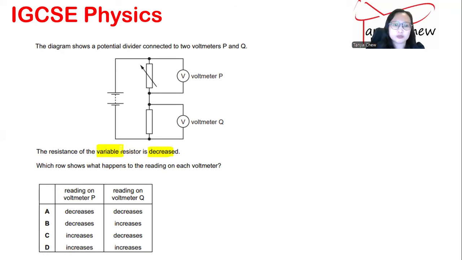And which row shows what happens to the reading on each voltmeter. Now, since they asked about the voltmeter, if you want an easy way to solve this, I just put this as V input. And V input is actually equal to, remember the concept of series circuit? The concept of series circuit says that the total voltage is equal to the sum of individual voltages. So V input is equal to the voltage across P plus the voltage across Q.